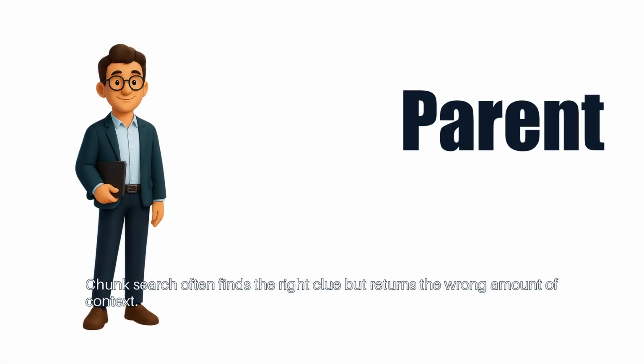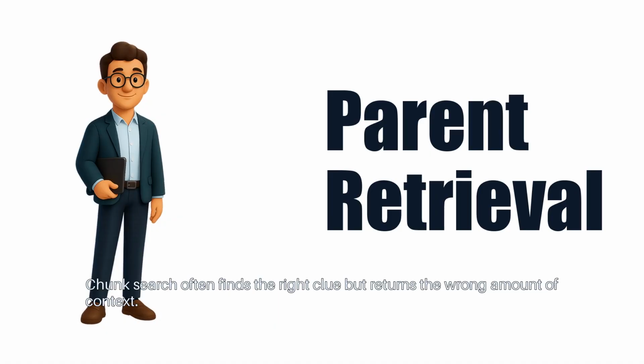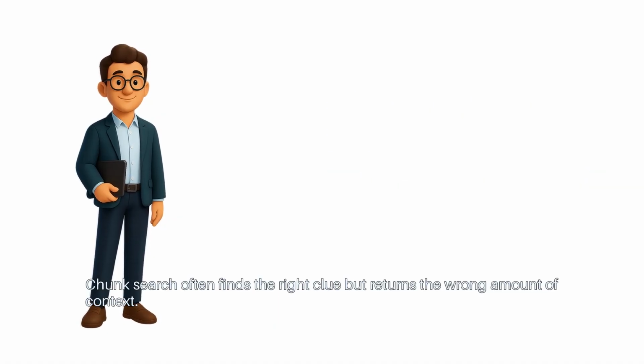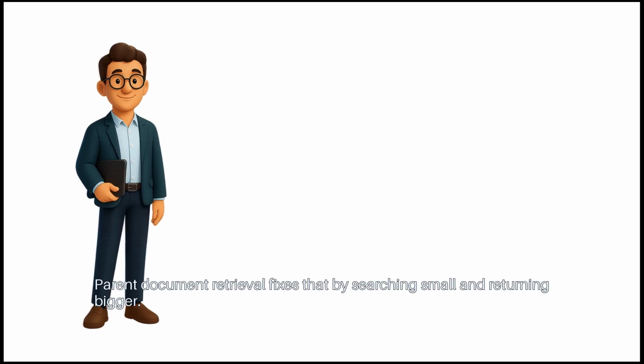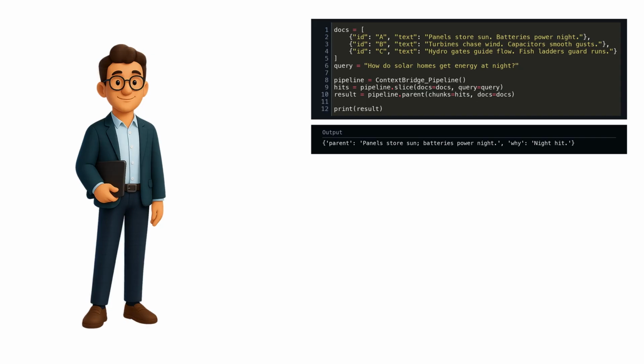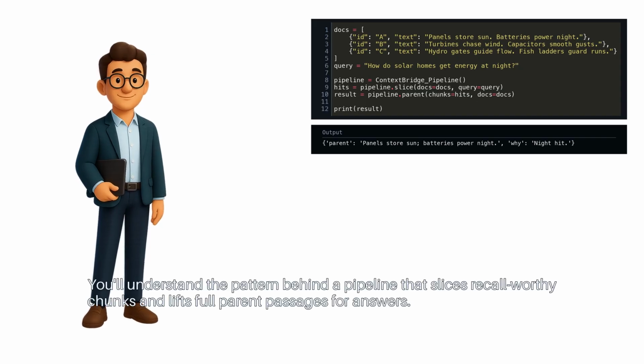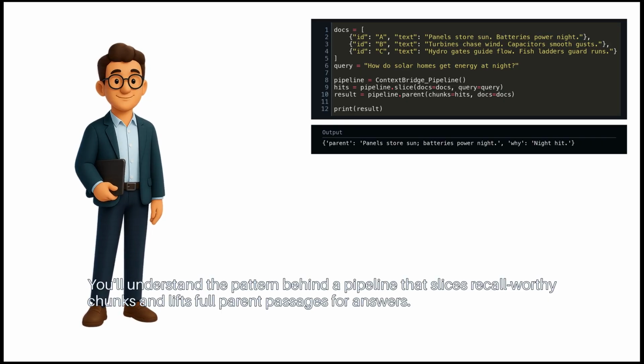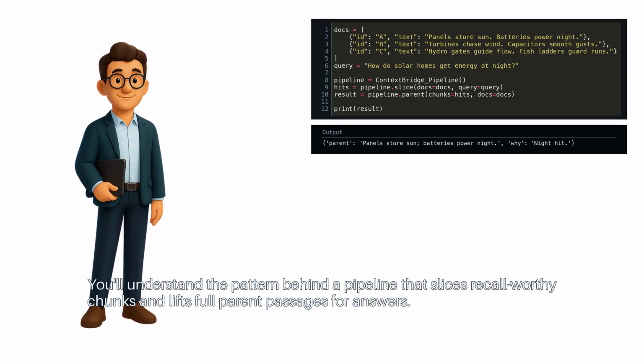Chunk search often finds the right clue, but returns the wrong amount of context. Parent document retrieval fixes that by searching small and returning bigger. You'll understand the pattern behind a pipeline that slices recall-worthy chunks and lifts full parent passages for answers.